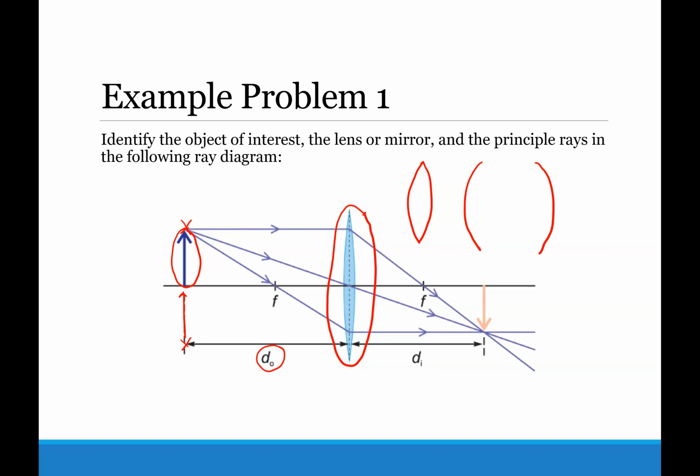And then the principal rays are the rays that reflect through the lens or the mirror, and they're depicted by small arrows. So this one, and this one are going to be your principal rays. Let me know if you have any questions about example problem 1.